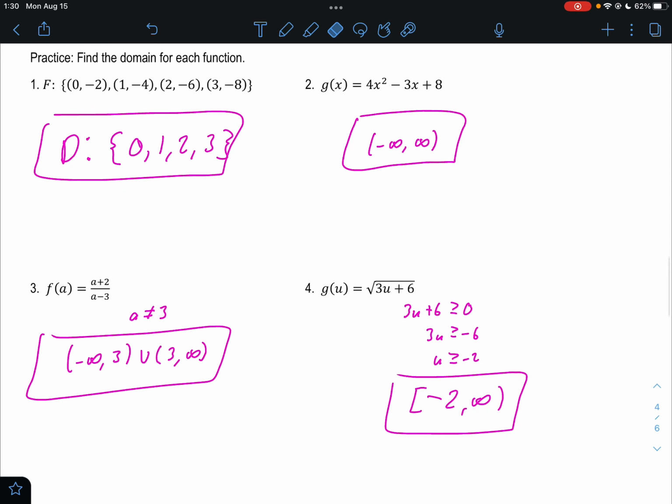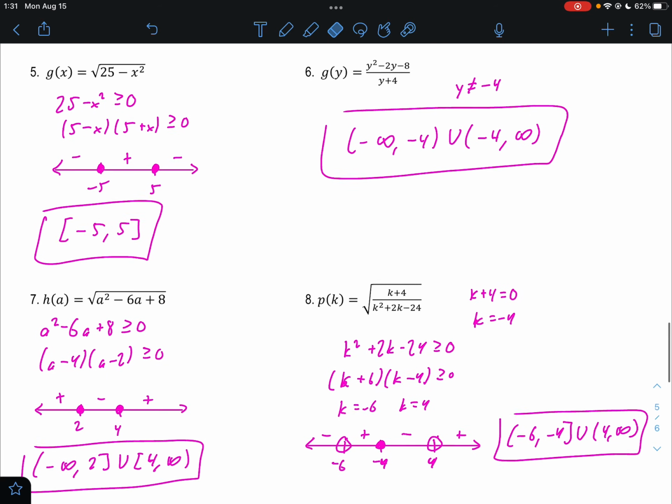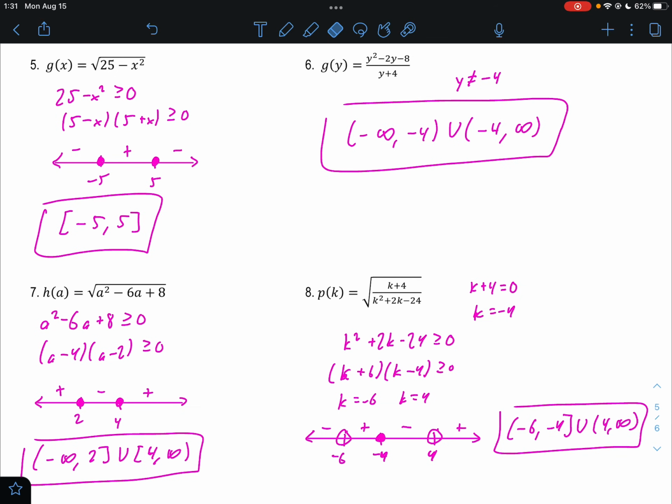Here are the answers through 1 through 4. You can pause the video here if you need to look at it longer. And here are the answers for 5 through 8. Again, you could pause this video longer if you need to stay and look at the answers or work.